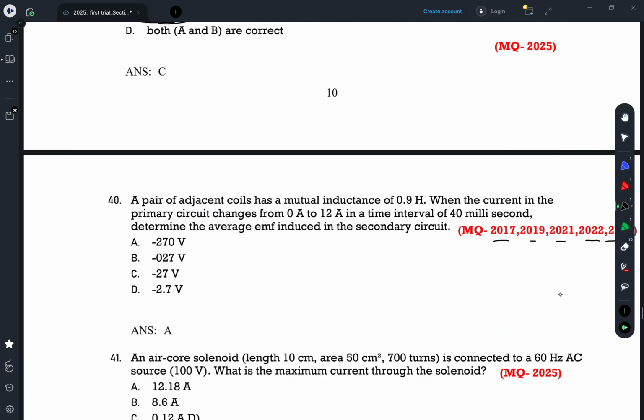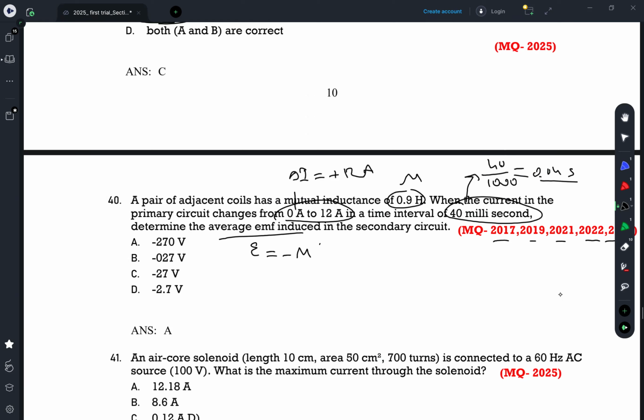A pair of adjacent coils has a mutual inductance M, and the current in the primary changes from 0 to 12, so delta I is positive 12 ampere. The time interval is 40 milliseconds, which is 40 divided by 1000. It's going to be 0.04 seconds. Determine the EMF: E equals negative M delta I over delta T.